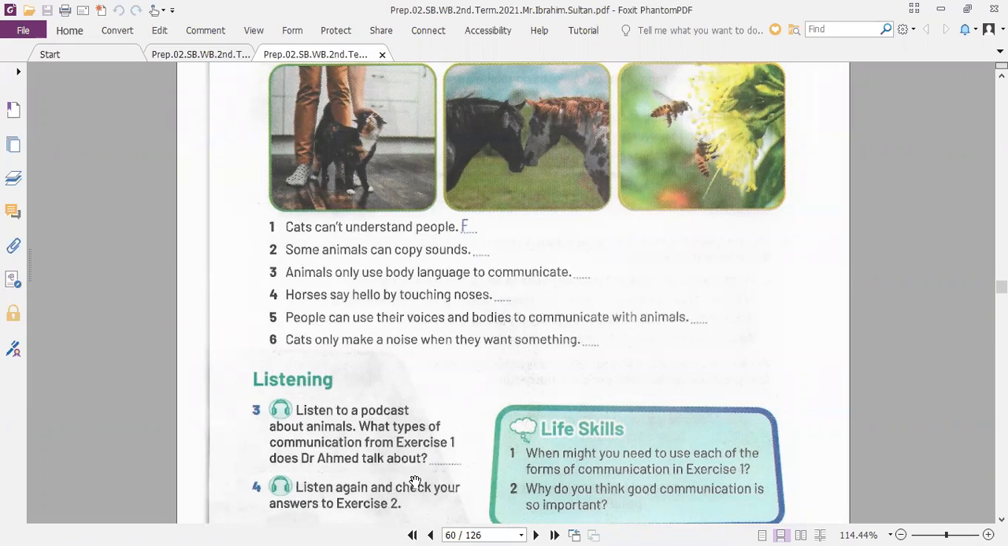Today, I'm talking to Dr. Ahmed, who is going to tell us about how animals communicate. What do I mean by communicate? How animals communicate with each other. Okay, hello Dr. Ahmed. Hello. Let's talk about the animals that you often see on a farm. My brother is a farmer and I think that his cat understands him sometimes. Is that possible? He thinks the cat understands him. Is that possible?